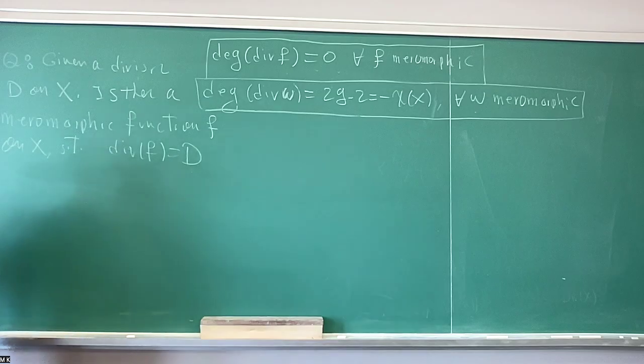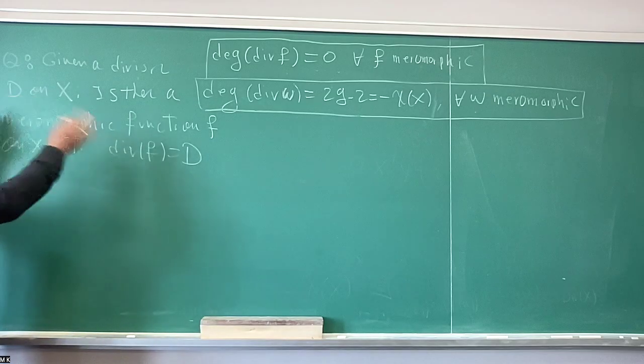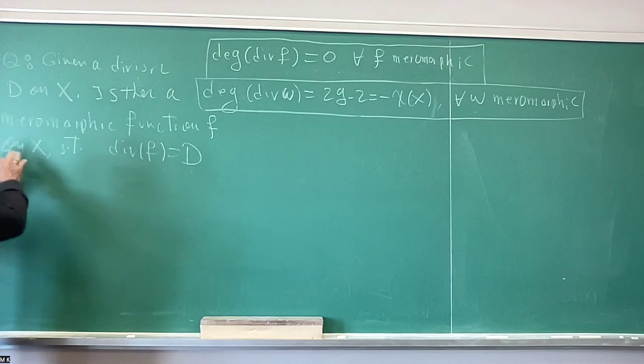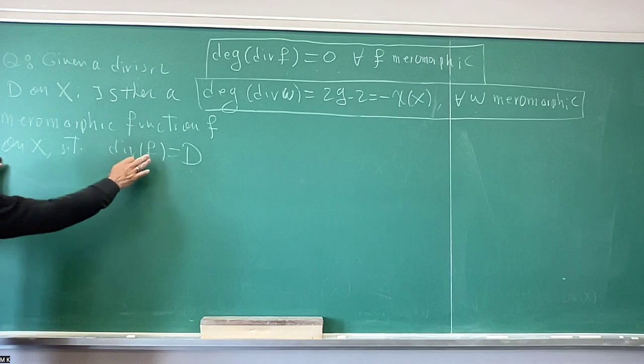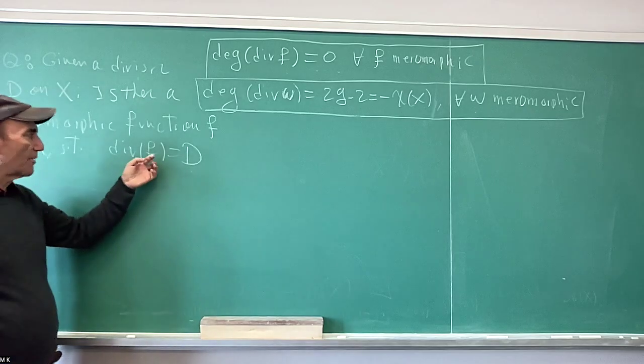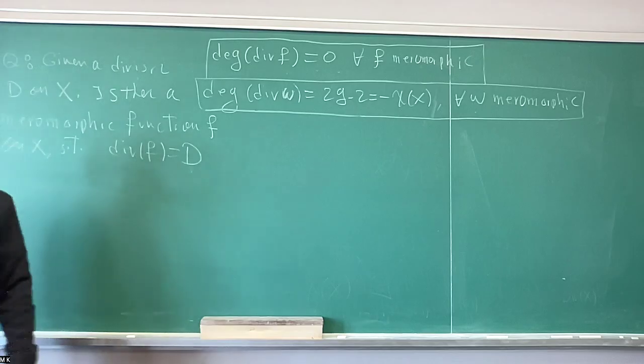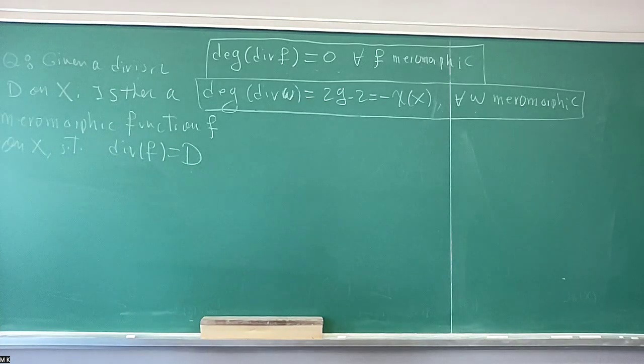But now let me go back to this general question. You have a general Riemann surface, you have a divisor on it, and the question is, is there a meromorphic function whose divisor is the given divisor D? So is the answer yes or no? In general, it's no. Why? Because there will not be any such meromorphic functions.